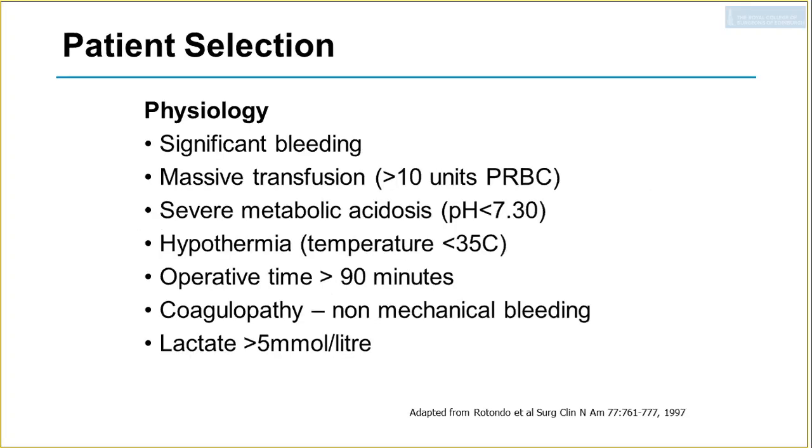So things like significant bleeding, need for a massive transfusion, more than about 10 units. Again, that's not that uncommon. Severe metabolic acidosis, so anything with a pH of less than about 7.3, 7.25, you really start thinking about damage control. Low temperatures, anything where you think you're going to have to operate more than about an hour, hour and a half. Any evidence of non-mechanical bleeding, are they clotting? And high lactate.